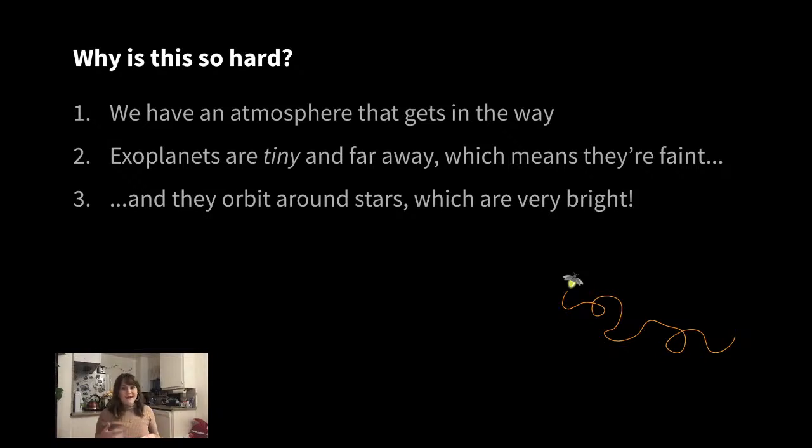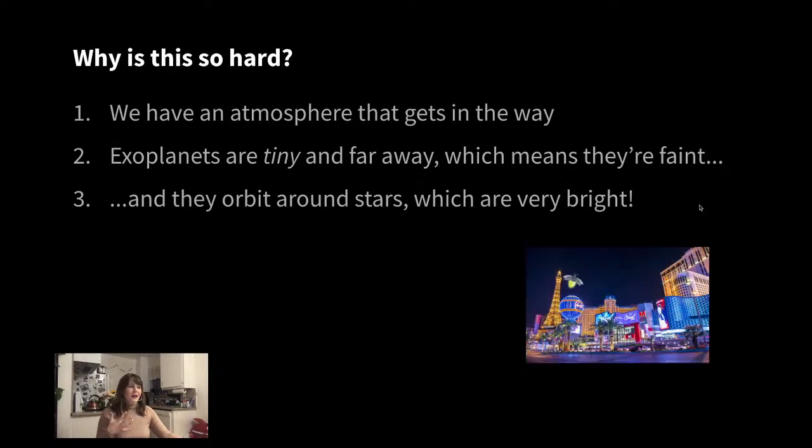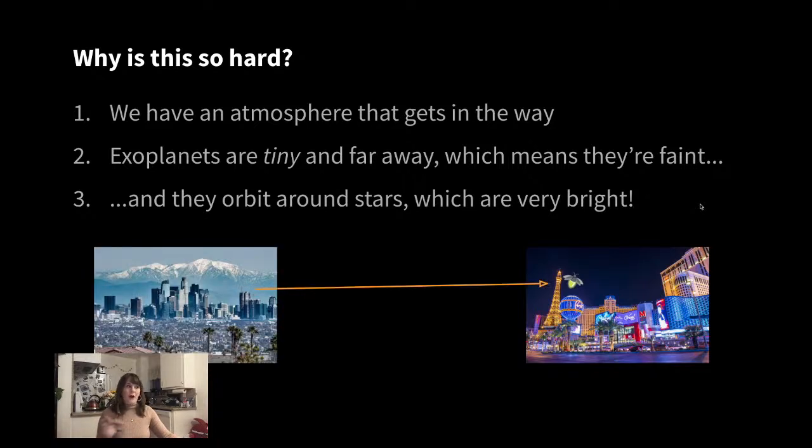And then to make things worse, not only are they faint, but they also orbit around stars, which are super bright. You could compare this problem to taking a photo of a firefly, but that firefly is buzzing around the bright lights of Las Vegas, and you're trying to take the picture of this firefly from Los Angeles. So not exactly an easy problem here. But let's tackle each of these issues one by one to see how we can get over this with technology. A little digression first.